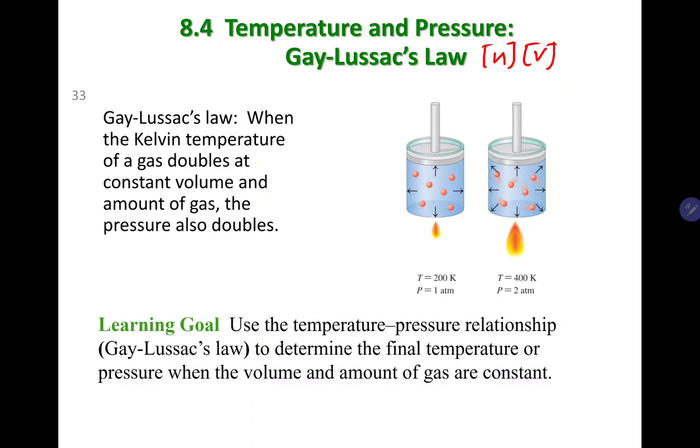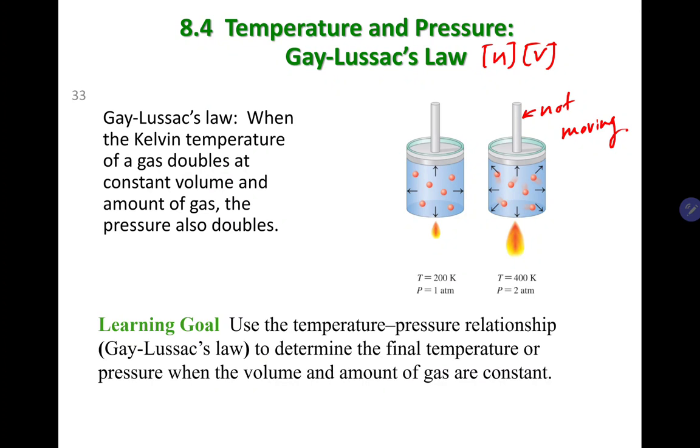We use a closed container, and also we make sure that this piston is not moving. Whatever happens, it remains as is. So this piston is not going up and down. All right. So in Gay-Lussac's law, we are going to learn the relationship between temperature and pressure.